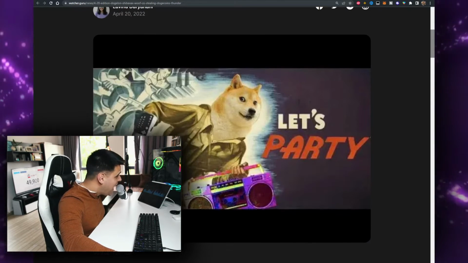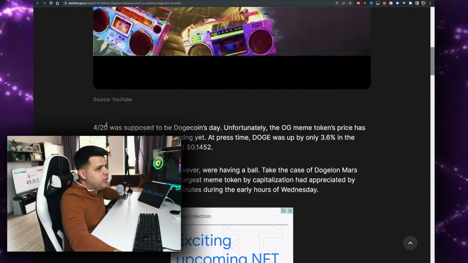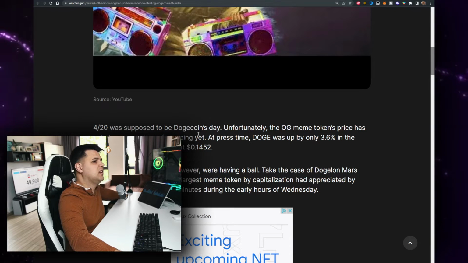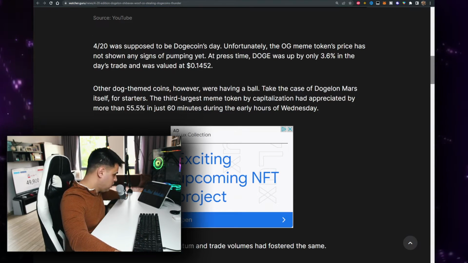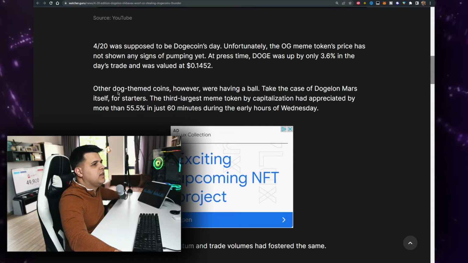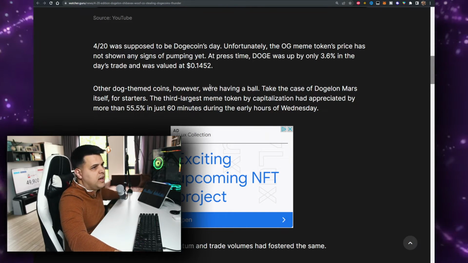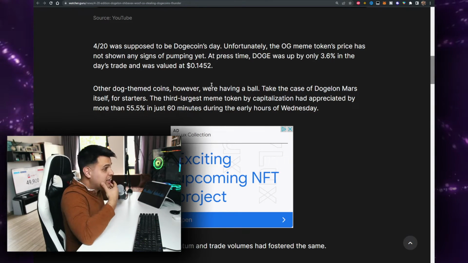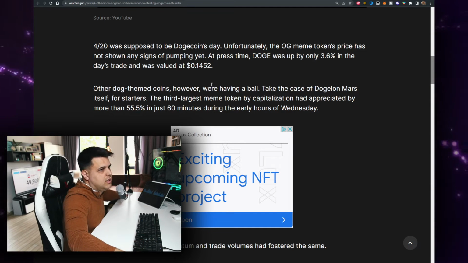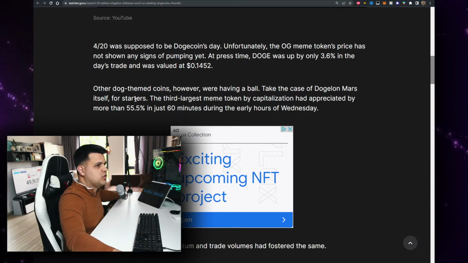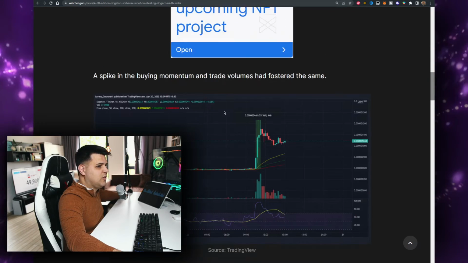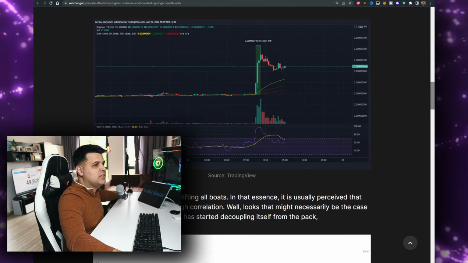Let's party! 420 was supposed to be Dogecoin's day. Unfortunately, the OG meme token's price has not shown any sign of a pump yet. Yeah, I guess a dollar will take a little longer than we thought. Other dog-themed coins, however, were having a blast. Yep, Voltino for the last few days. The Strange Inu, I'm up 600% on this. Take the case of Dog Elon Musk itself. For starters, the third largest meme token by capitalization has appreciated by 55% in 40 minutes during the early hours of Wednesday. Wow. Dog Elon to Tether on KuCoin.